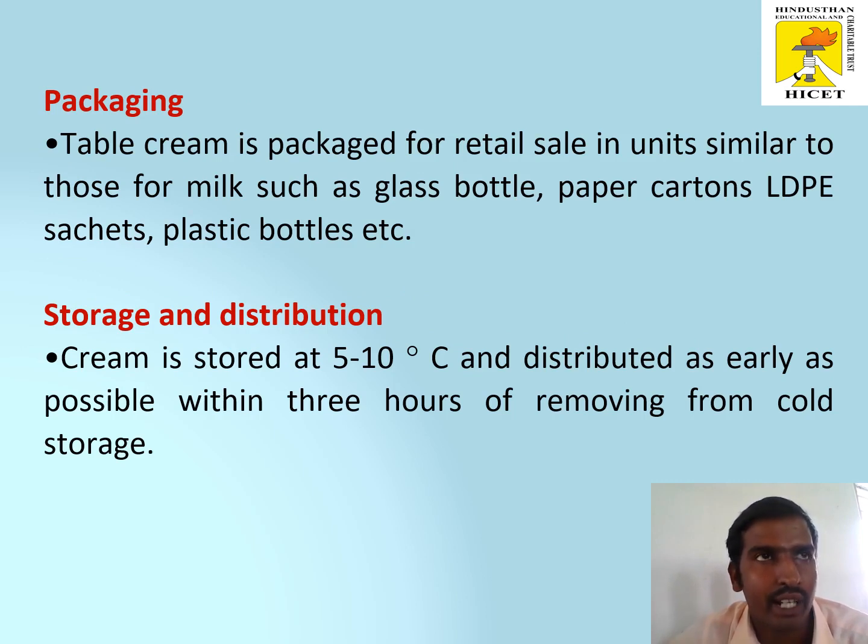Packaging: the table cream is packed into LDPE pouches or paper cartons, glass bottles, sachets, plastic bottles, etc. And this packed cream can be stored at a temperature of 5 to 10 degrees Celsius, and especially if it is for ice cream processing, you need to go for a frozen condition, a freezing temperature of less than minus 12 degrees Celsius to minus 18 degrees Celsius. The cream is stored at 5 to 10 degrees Celsius until it reaches the consumer or until its usage, and distributed as early as possible, within 3 hours of removing it from cold storage.